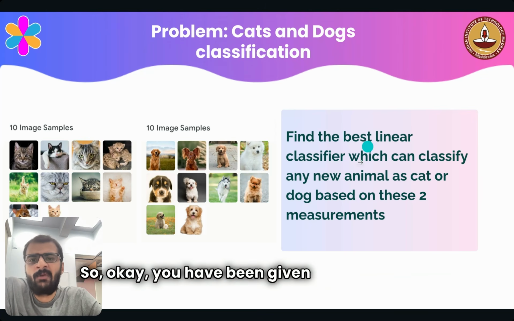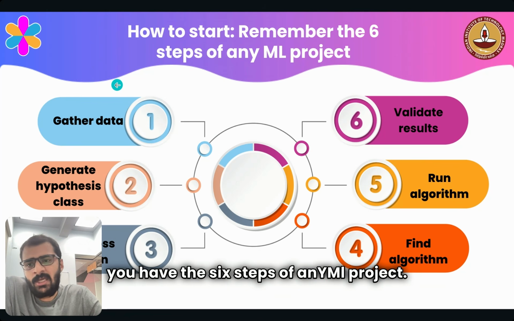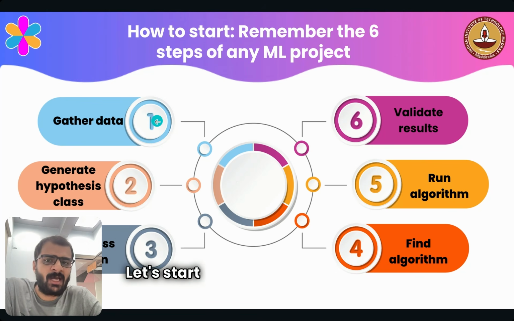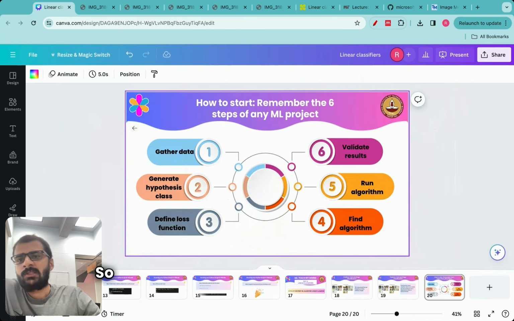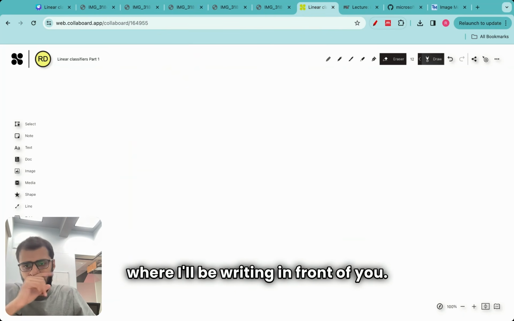So, okay, you have been given this project and you have these 6 steps of any ML project. So, let's start with the first step. Let's start with gathering the data. So, now I am going to this whiteboard where I'll be writing in front of you.